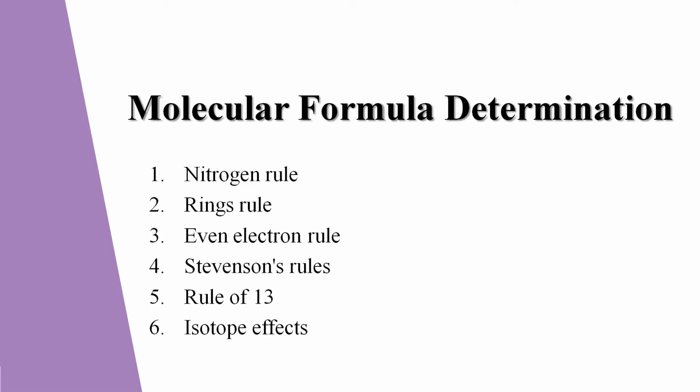For example, adding nitrogen requires removing CH2 and adding O requires removing CH4. Next is isotopic effects. Isotope peaks within a spectrum can help in structure elucidation.